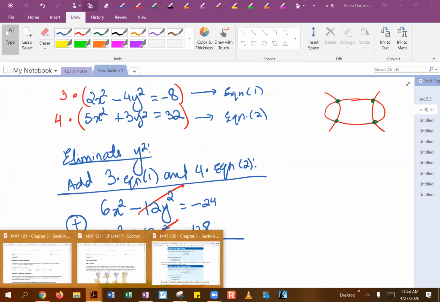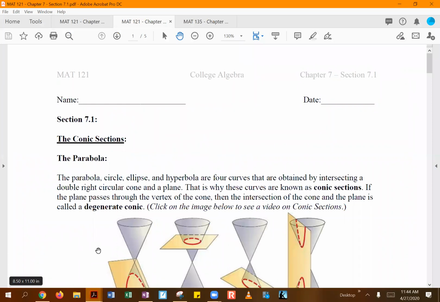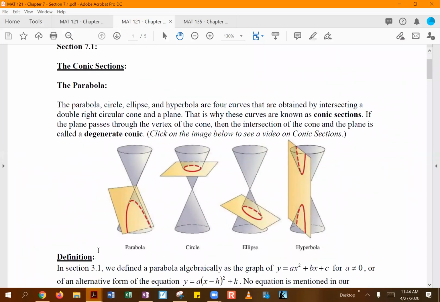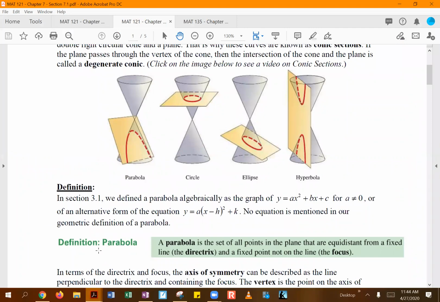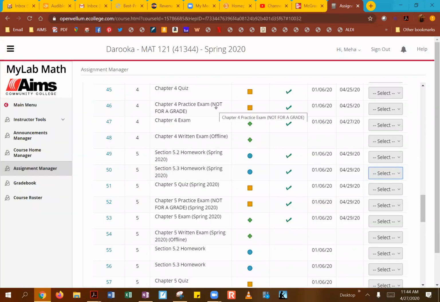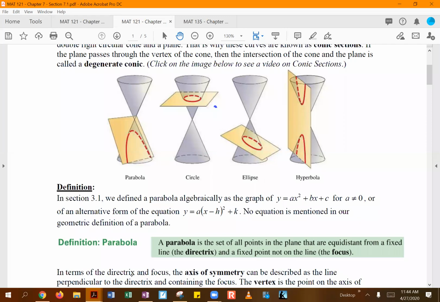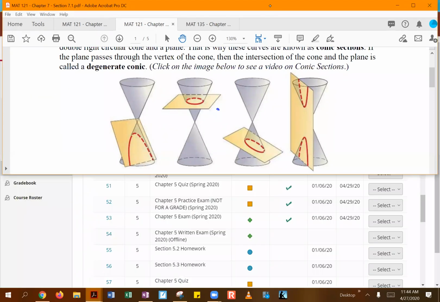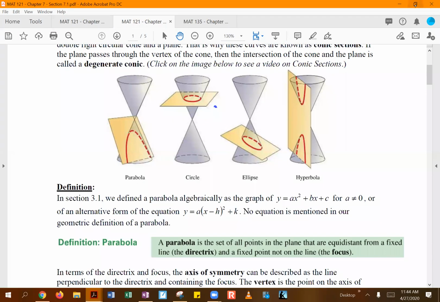All right, so when we get into chapter 7, this is where we start talking about conic sections. If you click on this image over here, it takes you to a YouTube video. If you have seen the lecture, then you've seen the video, but if not, it's a really good video about just how these conic sections are formed and how these shapes come out to be, okay?